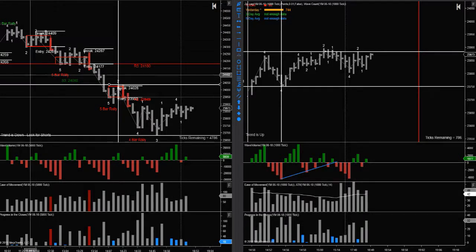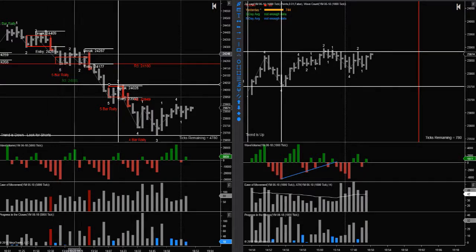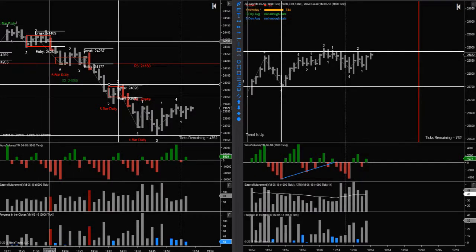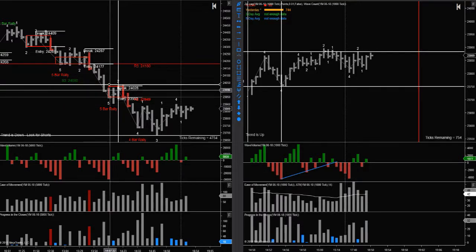Why? Because you're selling into an area of prior distribution. Here, here, and here. These are areas where there was distribution prior to markdown rallies. Like over here, you had a distribution that led to a 5-bar rally, markdown. Then another redistribution that led to a 5-bar rally. Then another distribution that led to a 4-bar rally.